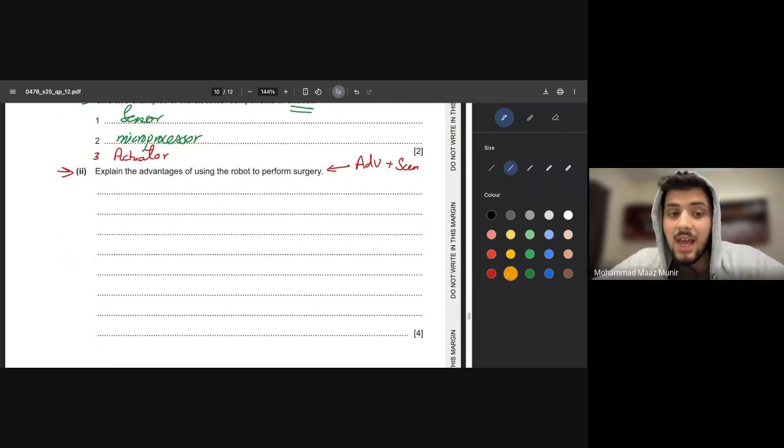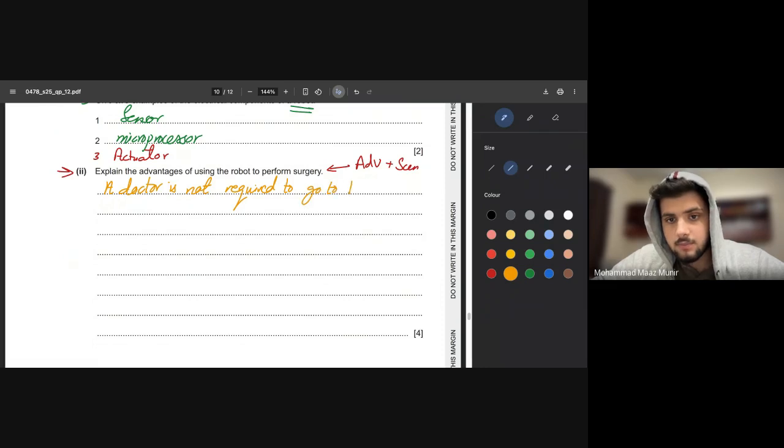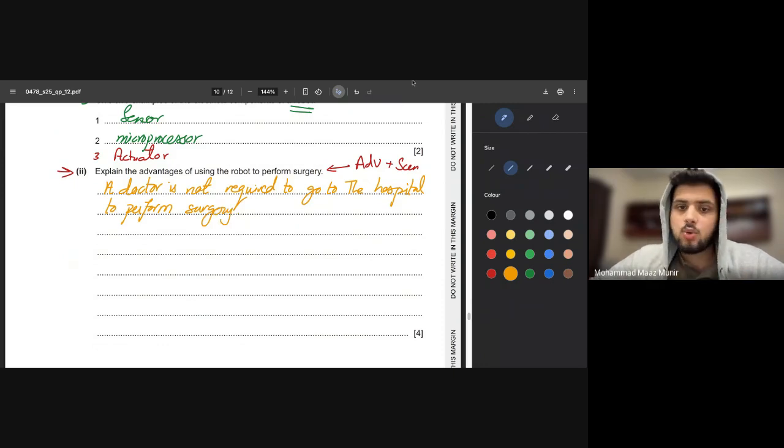So we can say a doctor doesn't need to travel to the hospital to do surgery. So one point can be this: a doctor is not required to go to the hospital to perform surgery. And now, while this is going to give me 1 mark, why not link this point to some other point?